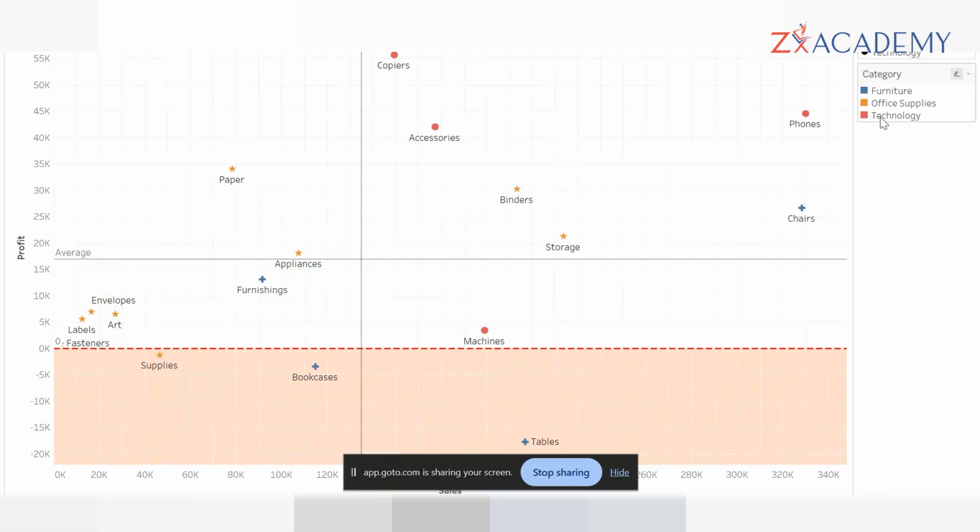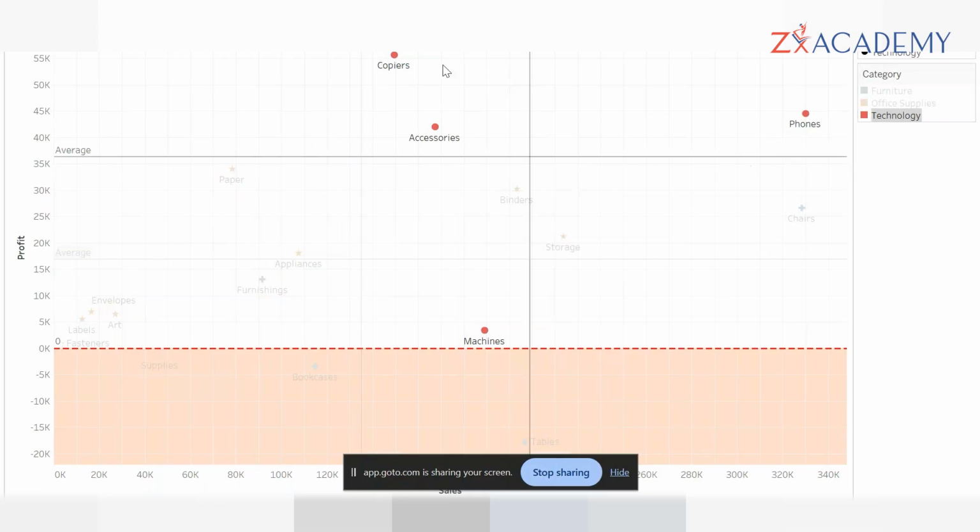And one thing, you see the technology, all technologies are giving me a good profit. But machines is one major concern, even though it belongs to a category which gives me a very good profit. As you can see with technology, even with low sales, they are giving us a high profit. But machines, in spite of very good sales, the profit is a major concern here.